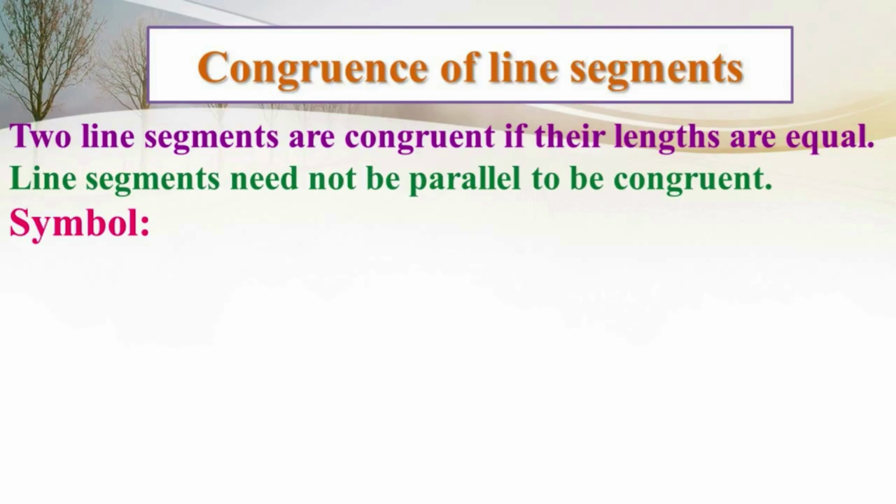Symbol to represent congruent is, this is the symbol to represent congruent. Above the equal to symbol, there is a slanting S. Okay, keep it in mind. This is the symbol to represent congruent. Look at this. How we use it to draw a line. We may use ruler or compass to draw the line. Likewise, we may use ruler or compass to measure two lines whether they are equal in length.